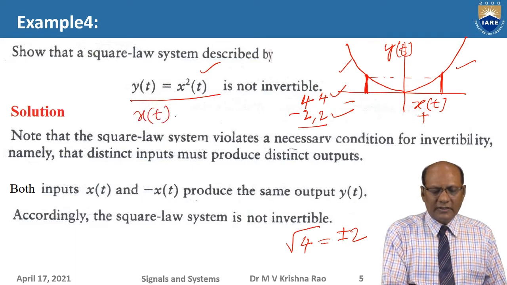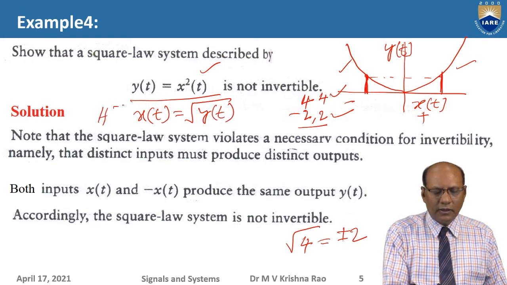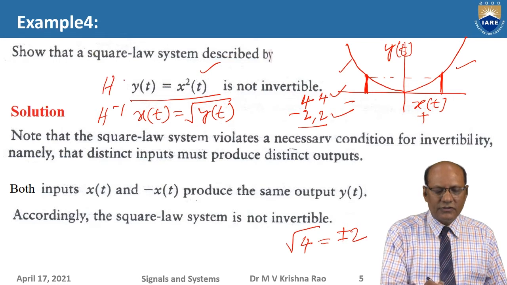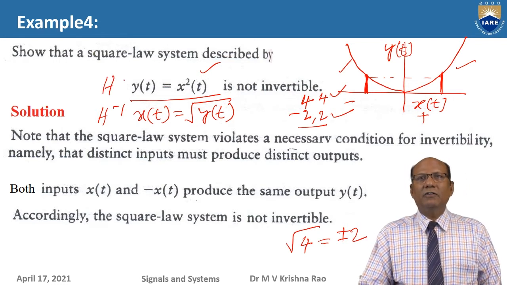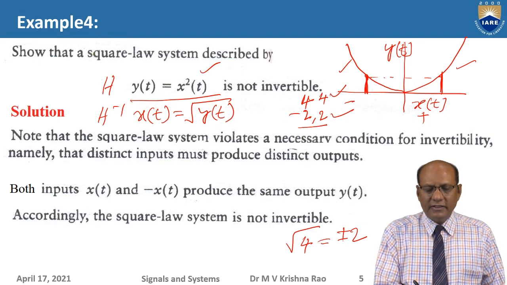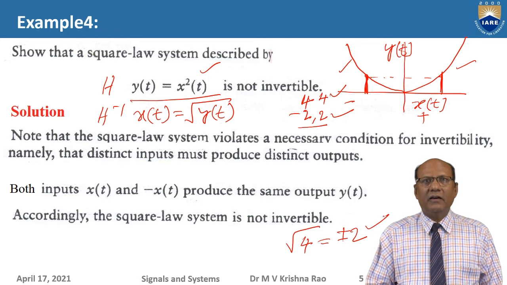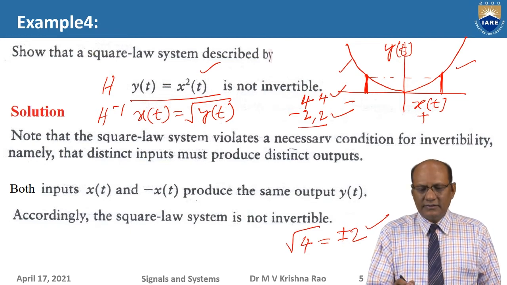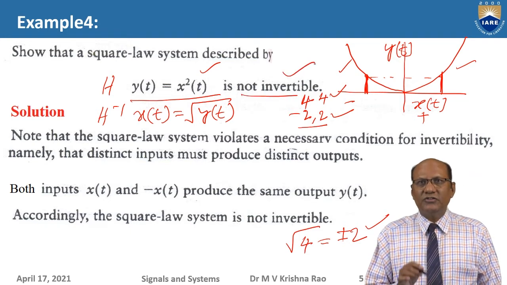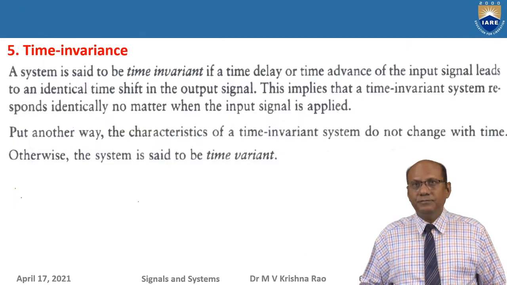Hence, by taking just the square root of the output, the inverse system is x of t equal to square root of y of t. This is nothing but your h inverse. This inverse operation is not able to give the input back. There is an ambiguity of sign here. So naturally, this system is not invertible. It is not a useful system. You cannot get back exactly the same input from the output.